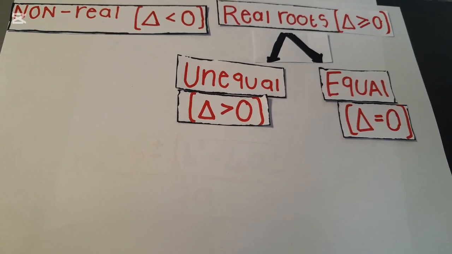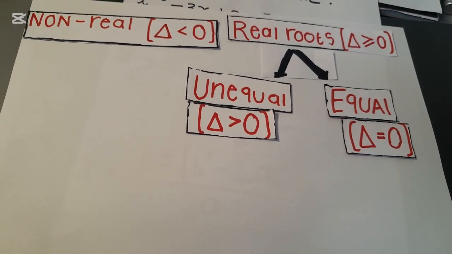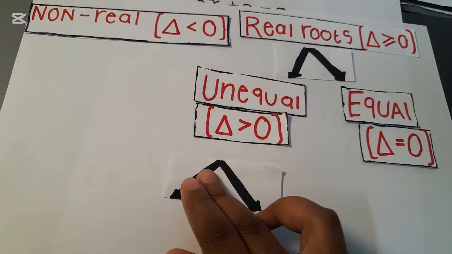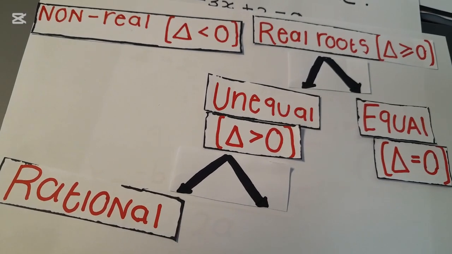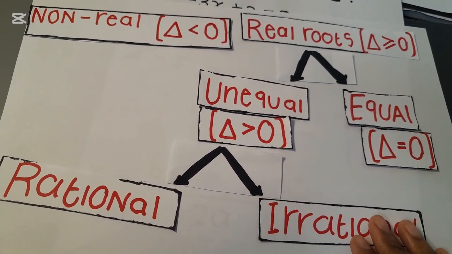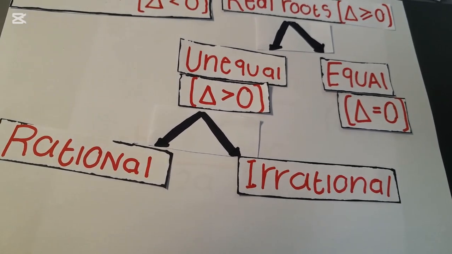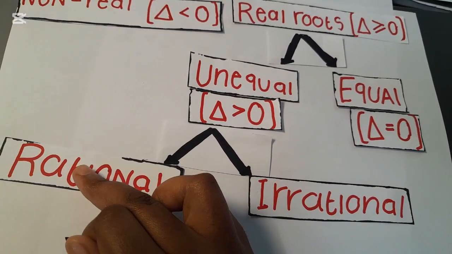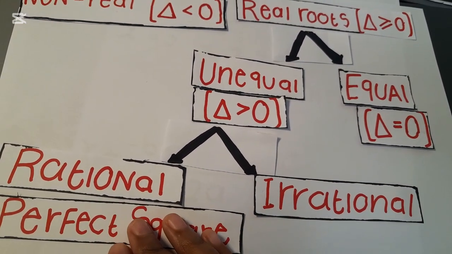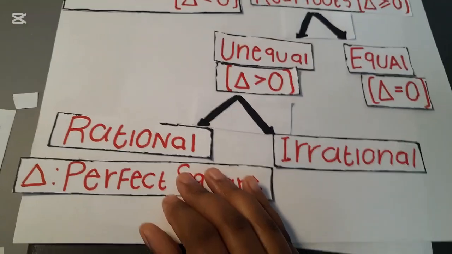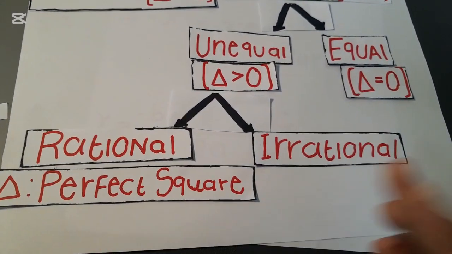Now going forward, the unequal roots can also be rational or irrational. For the roots to be rational, the discriminant must be a perfect square.